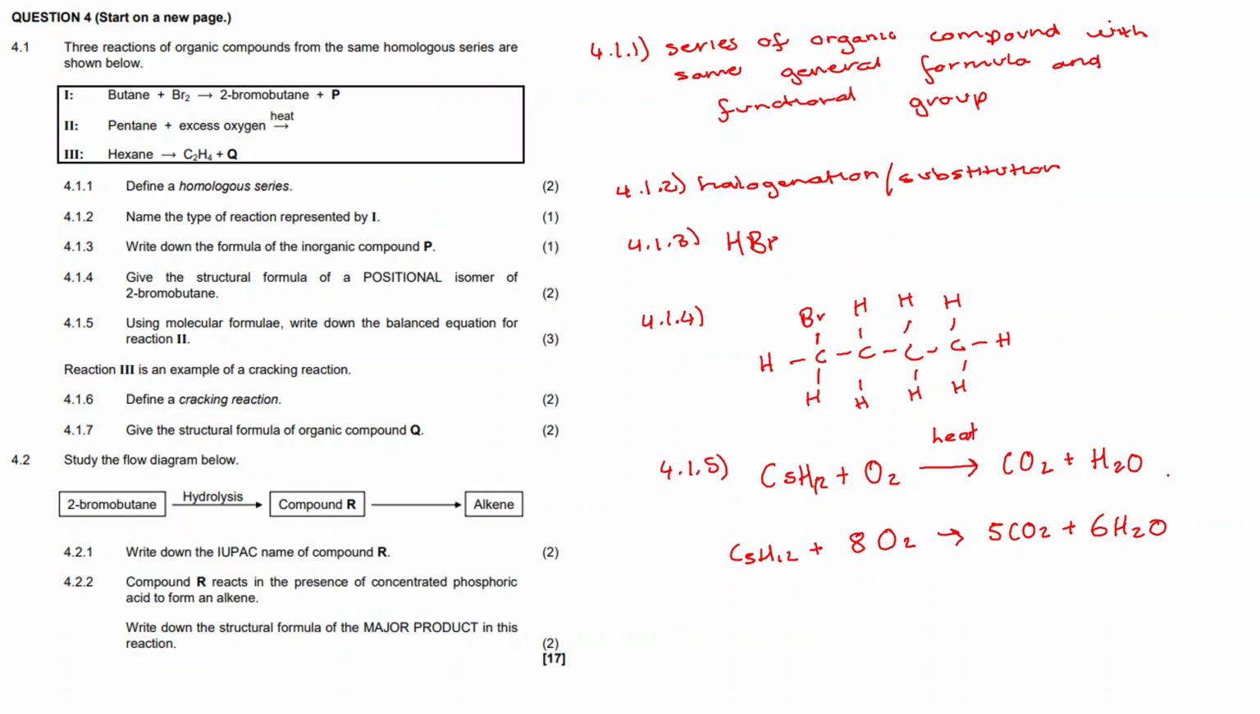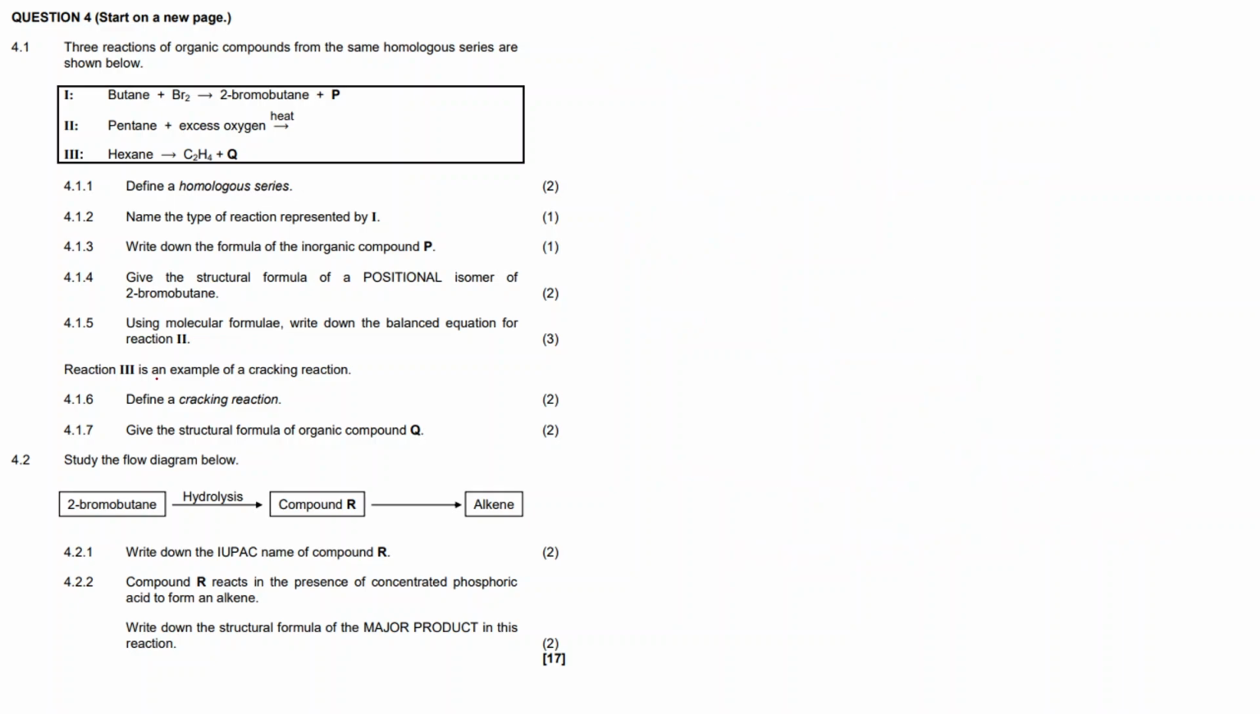I'm going to do the next few questions on the next page, so there's more space. Reaction 3 is an example of a cracking reaction. Question 4.1.6. Define a cracking reaction. A cracking reaction is a chemical process in which a long chain of hydrocarbons is broken down into shorter chains of hydrocarbons that are more useful.